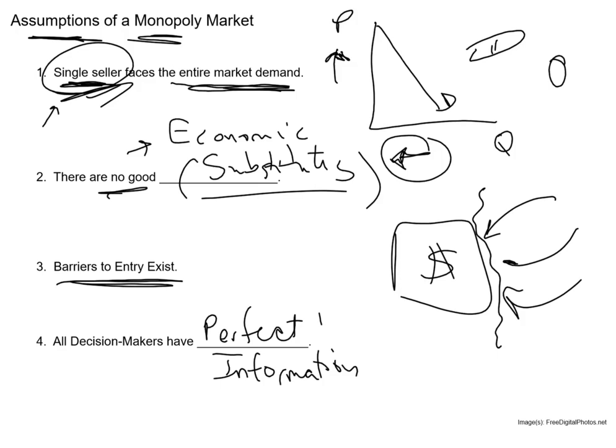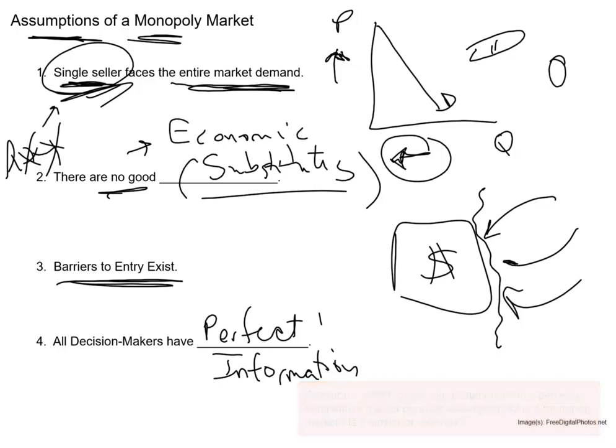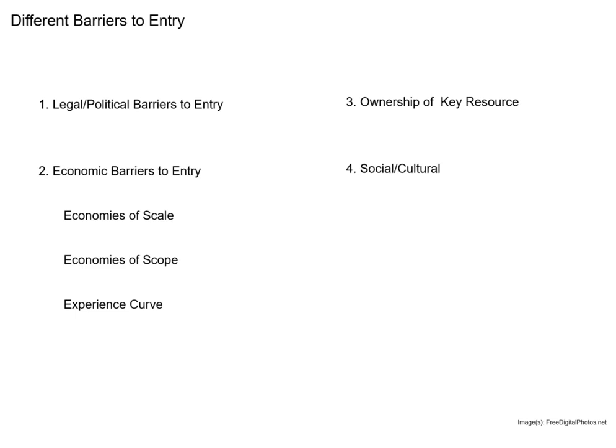So real quickly, we've got number of sellers, barriers to entry, and an assumption about perfect information. This second assumption that we list here, what is the analog in a perfectly competitive market? In the perfectly competitive set of assumptions, what's the analog to assumption number 2, and is it the same or is it different?